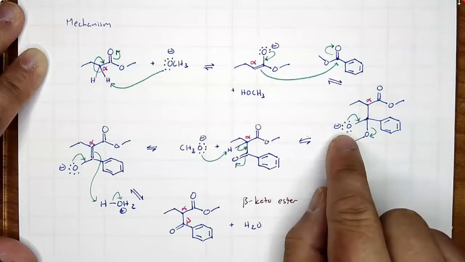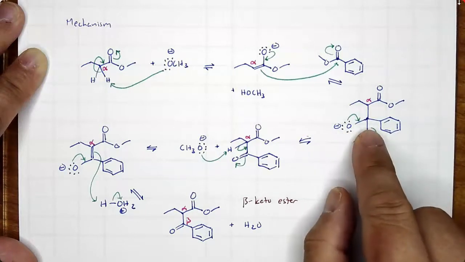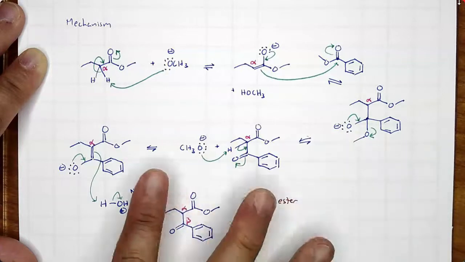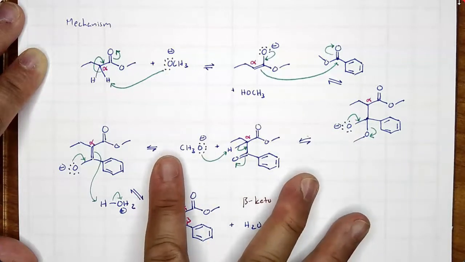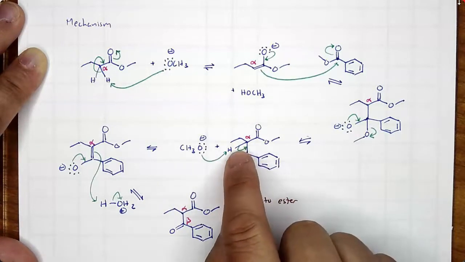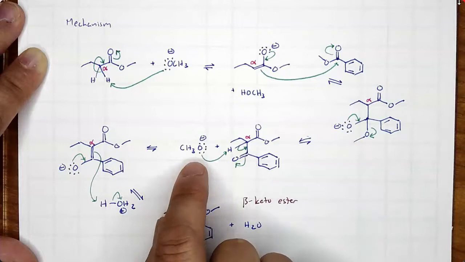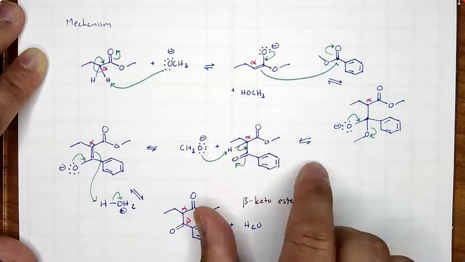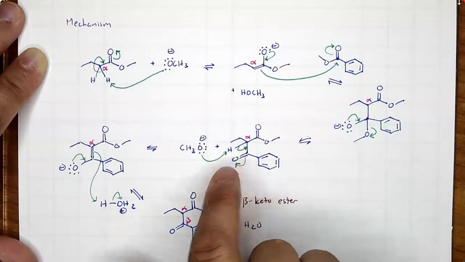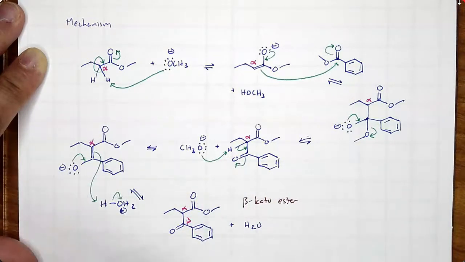You have the O-, so you make the tetrahedral intermediate. You reform the carbonyl to kick out the leaving group. At this point, this is where it gets a little bit tricky. The leaving group is a base. That proton is still pretty acidic, so before you have a chance to separate it or isolate it, this will grab the proton and make the oxygen anion. So you're making another enolate.